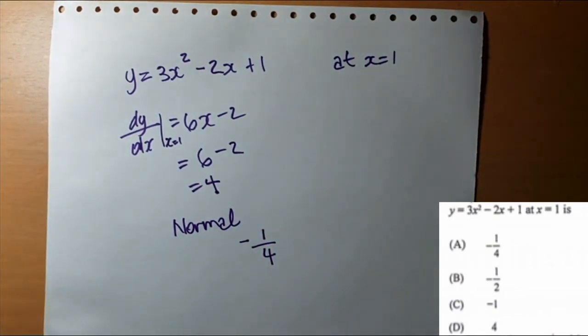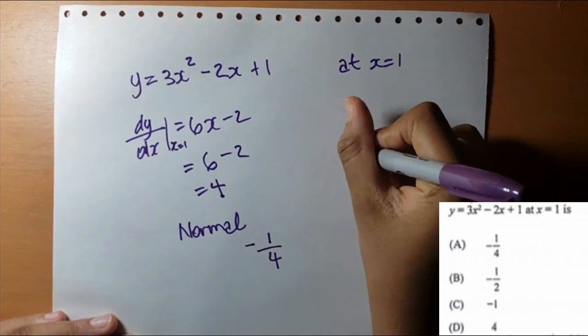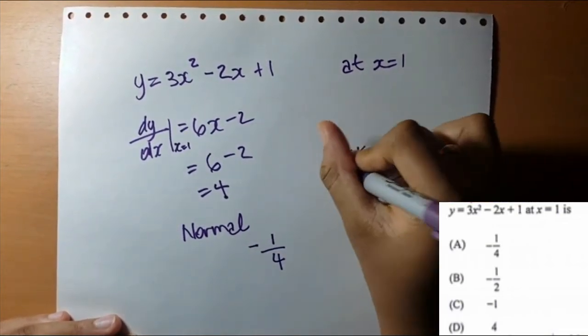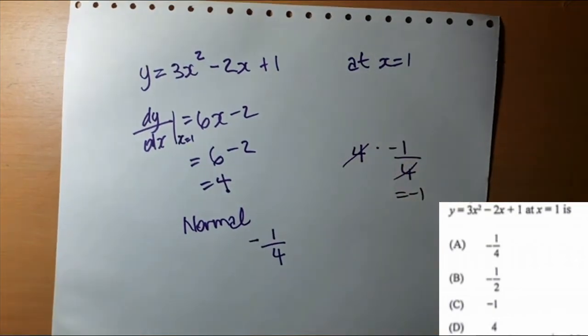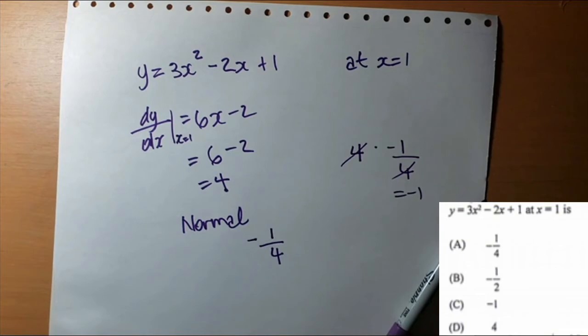So a way you can check back your answer is that when two lines are perpendicular, the tangent and the normal are perpendicular, the product of their gradients is equal to -1. So if we have 4 times -1/4, we get -1. So we know it's right. So therefore, the answer is 1/4, and that is A.